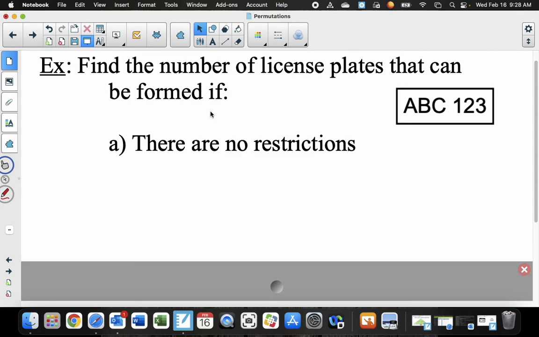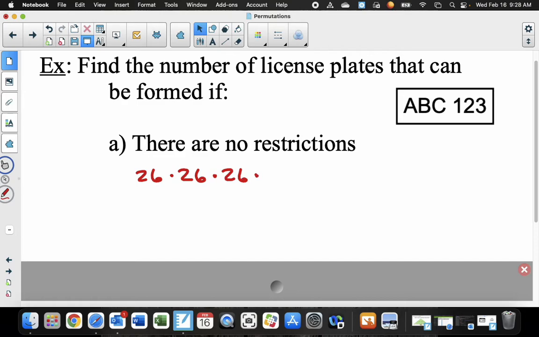So if we think about this idea, I'm going to think about it in terms of blanks. First option, if we're starting with letters, how many options do I have for the first letter? 26. Times, how many options for the second letter? Still 26, because there's no restrictions. I can have repeats. I could have A again if I wanted to. So I still have 26 options. How many for the third letter? Still 26, because there's no restrictions.